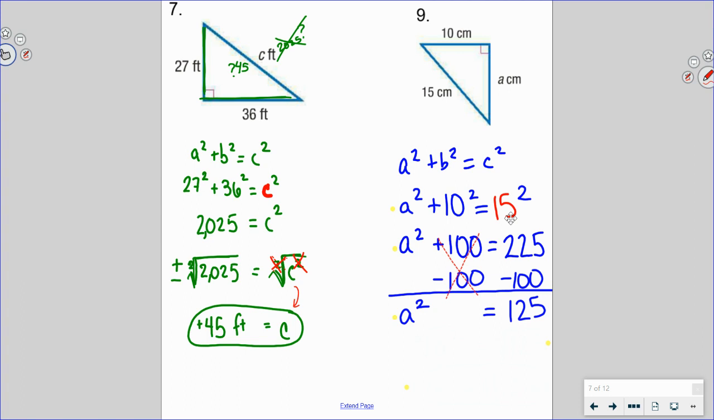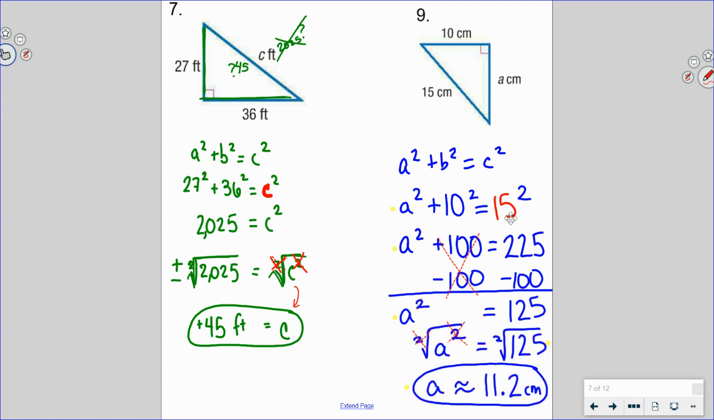But again, I don't want to know what a squared is. To get rid of add, we subtracted. To get rid of multiply, we would divide. To get rid of a power, we're going to take the square root. And in this case, a square root and a square power cancel out. The square root of 125 is not exact. It is approximate. But in this case, I think it asked us to round to the nearest tenths or the nearest hundredths. Nearest tenth would be 11 and 2/10.